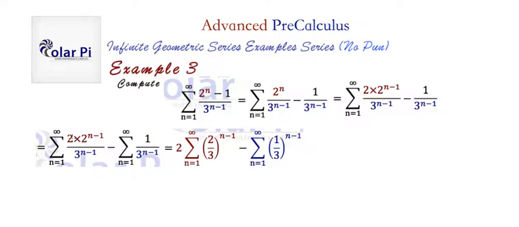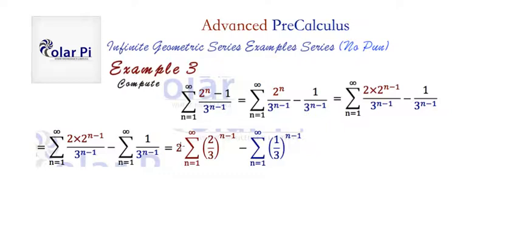Once this 2 in the first sigma is written outside, we'll have 2 to the power n minus 1 divided by 3 to the power n minus 1. That's the same as 2 divided by 3 to the power n minus 1. And then in the second sigma, in the numerator, the 1 can be written to the power n minus 1, because 1 to the power n minus 1 is still 1. And 1 to the power n minus 1 divided by 3 to the power n minus 1 is 1 over 3 to the power n minus 1.